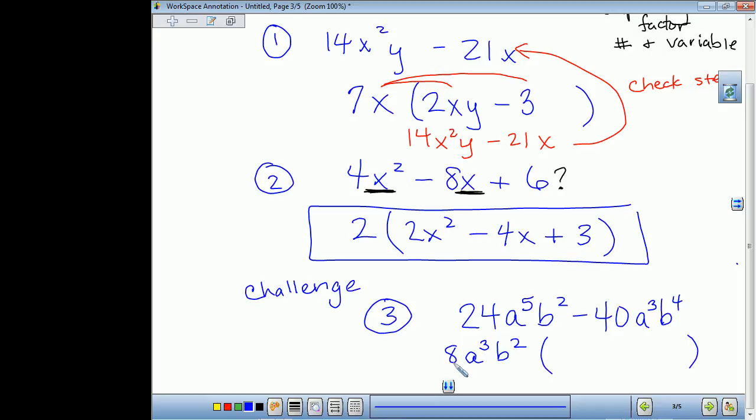What do I multiply 8 by to get 24? 3. Okay. Here I have 3, but I need 5. So how many more goes in here? A squared. Here I have 2, and I only need 2. Nothing. So I need no more. Okay? 40 divided by 8 is 5. Here I have 3, and I only need 3, so no more A's. Here I have 2 B's, and here I need 4, so I need 2 more.